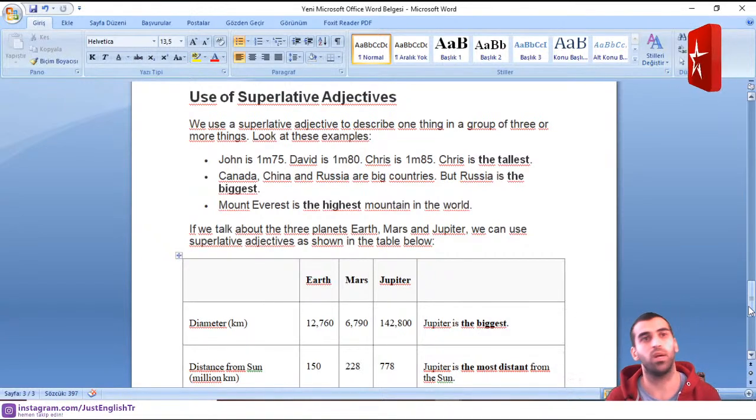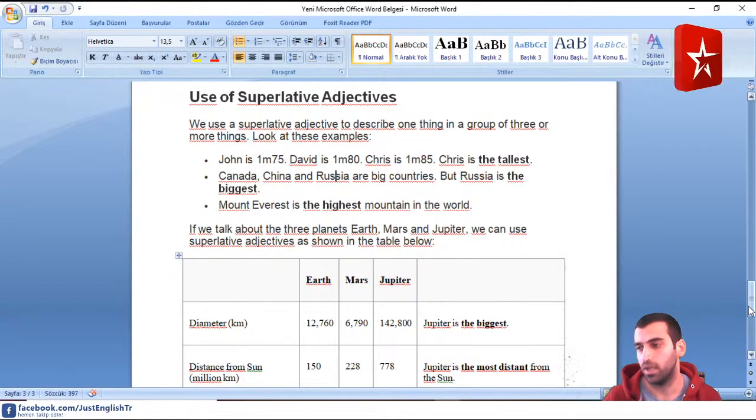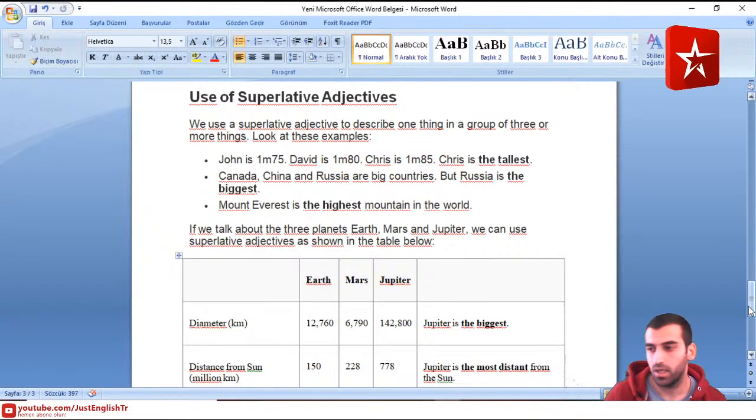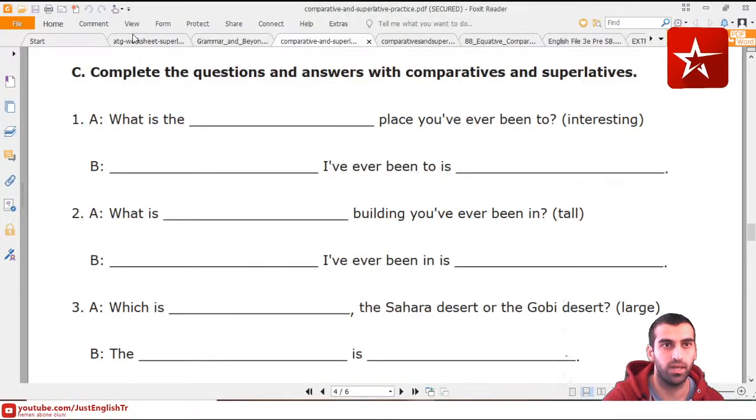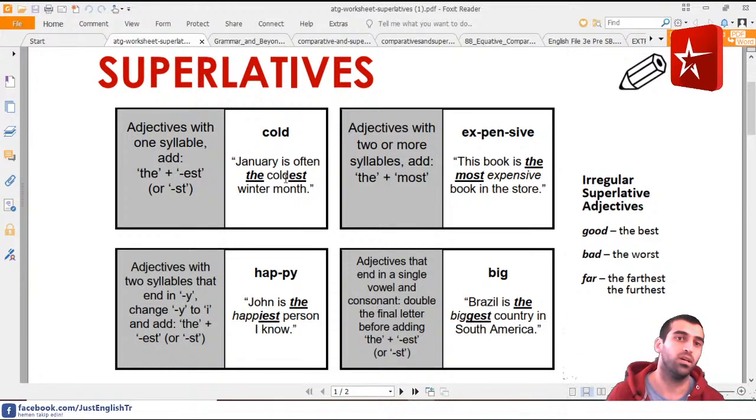So if we compare more than two things, we use the superlative. For example, Istanbul, Ankara, or Eskişehir. Istanbul is the most crowded city. We can compare three cities in Turkey, like Istanbul, Eskişehir, and Ankara. So Istanbul is the most crowded city in Turkey. I hope you understood the grammar with the superlative, and let's continue with exercises. I'm going to show you how we can use them and practice them while we are talking, writing, reading, or listening to something, in order to understand superlatives deeply.